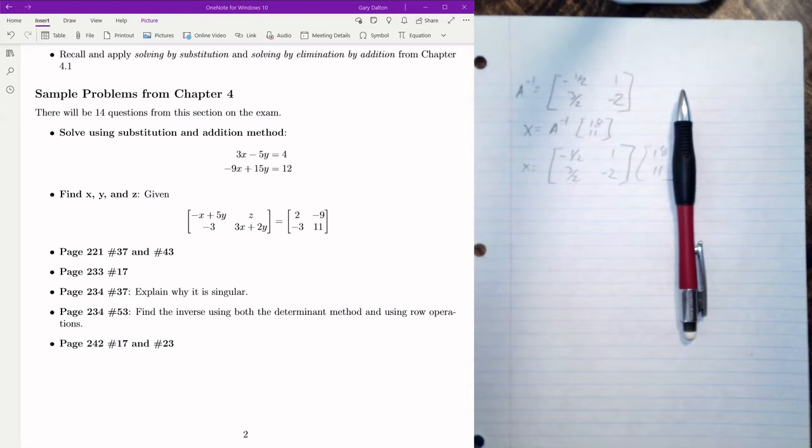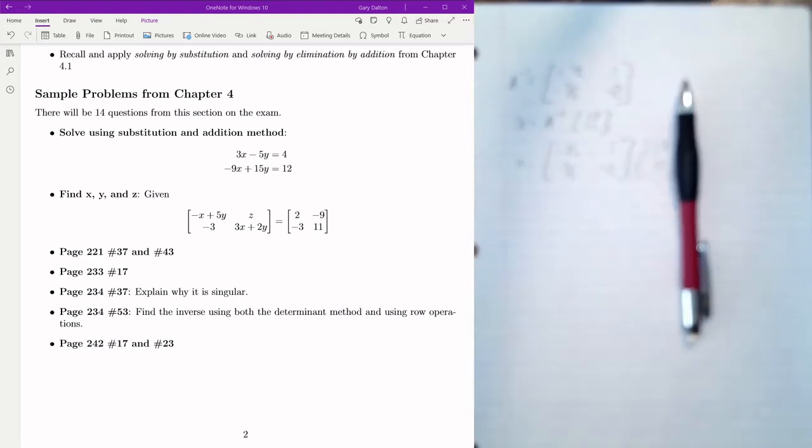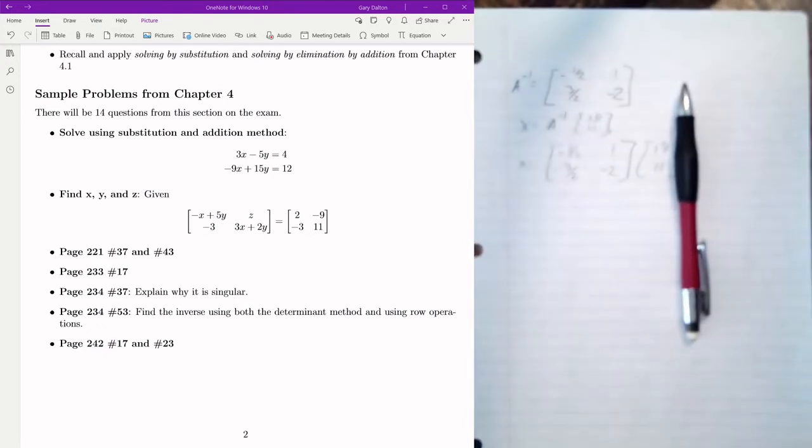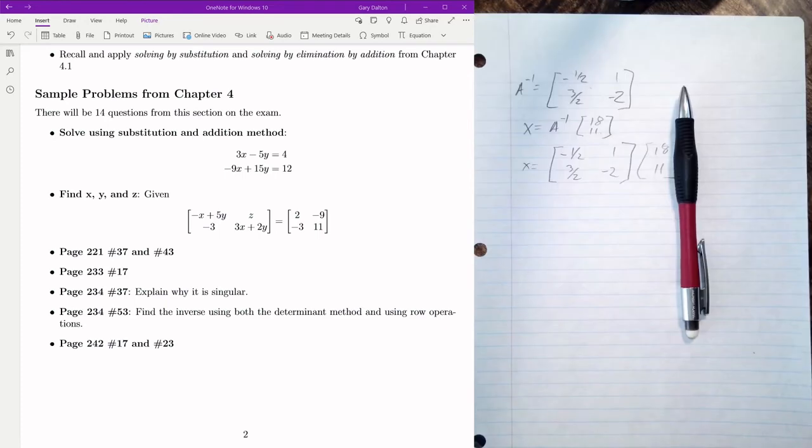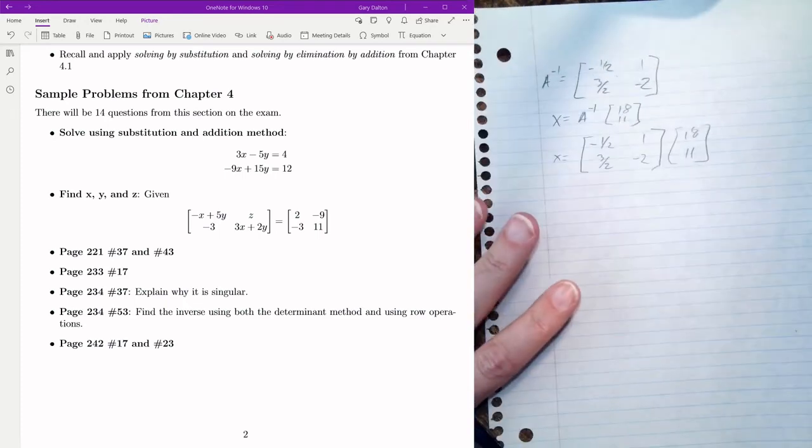I'm just going to make sure that my autofocus is okay on everything. I think it is. Just verifying. There we go.